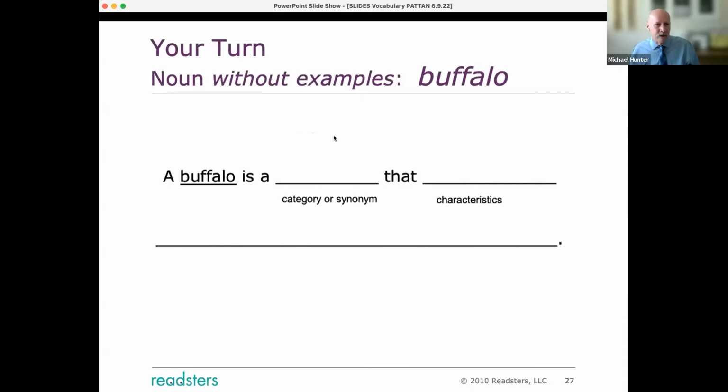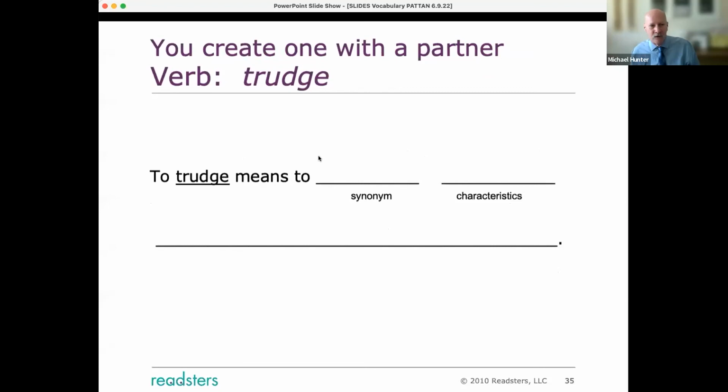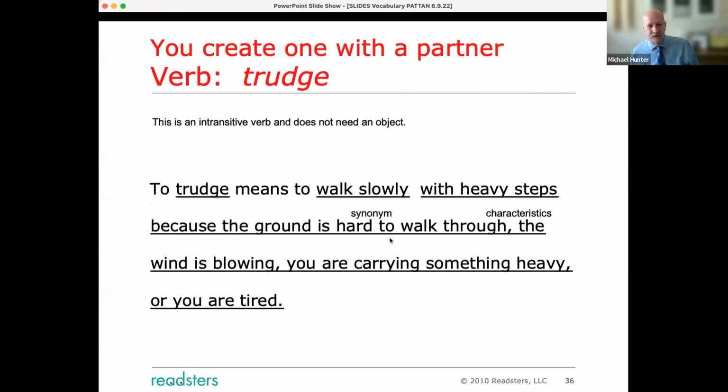Okay, I've only got a few minutes left, so I'm going to just flip through and not walk us through all of these things. But here is a verb example. To trudge means to walk slowly with heavy steps because the ground is hard to walk through, the wind is blowing, you're carrying something heavy, or you're tired. Now that's a long one, but those are really more examples than characteristics.